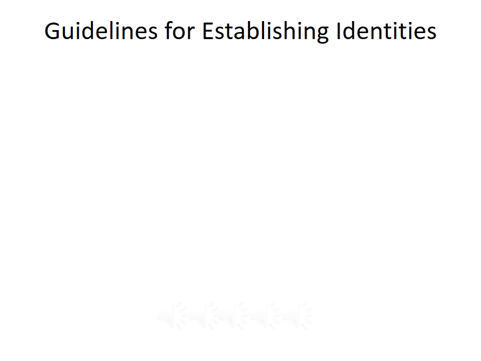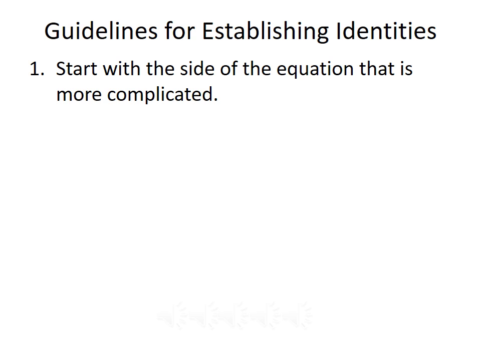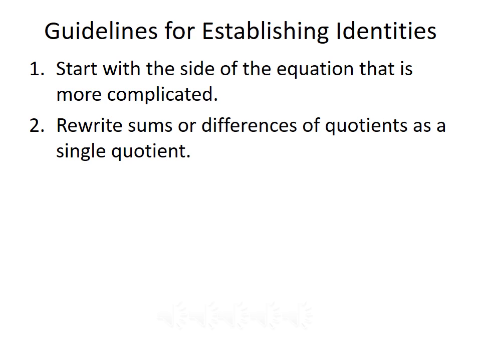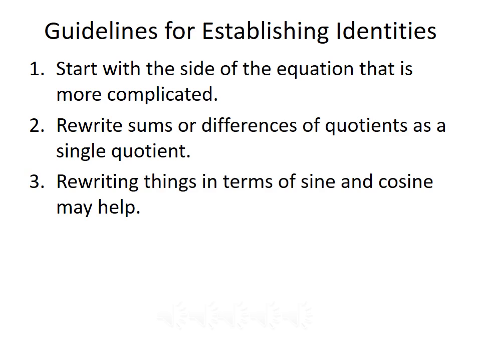So using those basic trig identities, we can use the following guidelines to establish other trig identities. The first thing that we want to do if we're trying to prove a trig identity is to start with the side of the equation that is more complicated. Another helpful hint is to rewrite the sums or differences of quotients as a single quotient. It's often beneficial to rewrite things in terms of sine and cosine. And as you're working through the problem, keep your goal in mind.